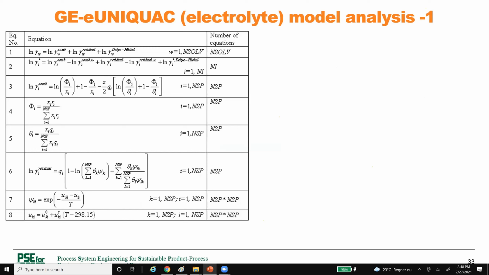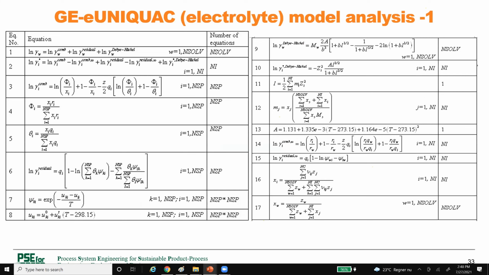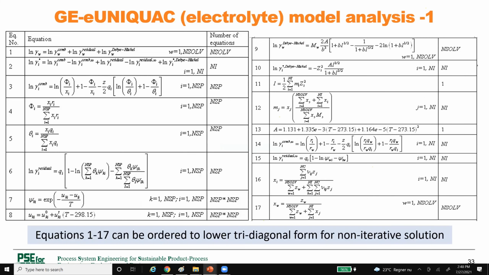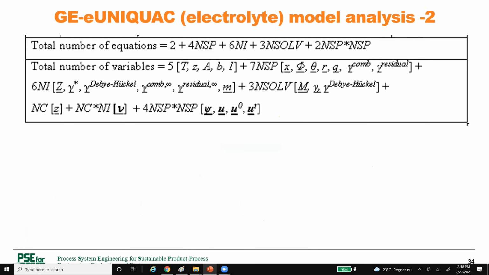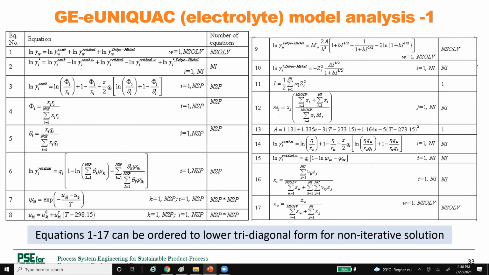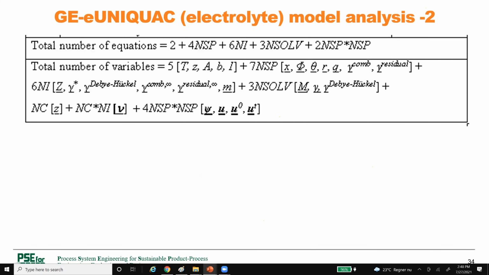And then I will show you the UNIQUAC electrolyte model. Again, the equations, it's not just 8 equations, it's more, 17 equations. So 17 equations that can be solved. And again, we can organize this as a lower tridiagonal form, so it will not need any iterations.